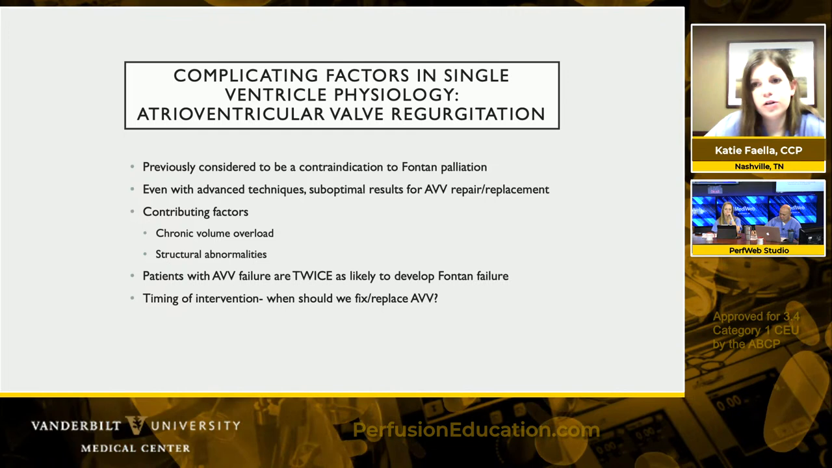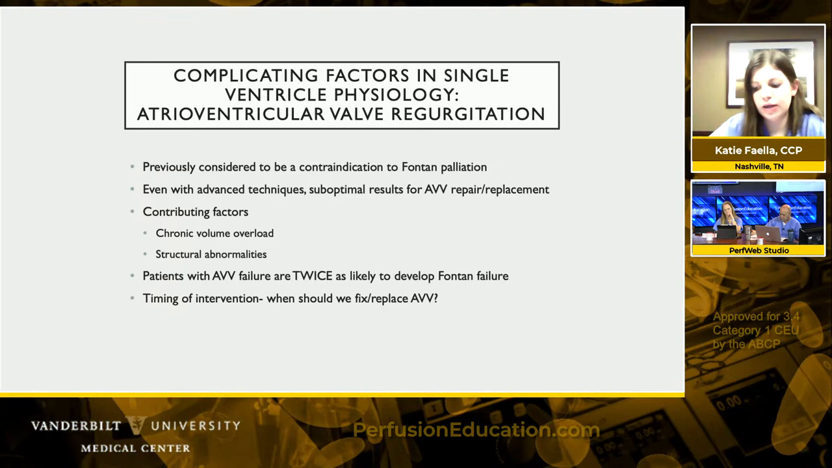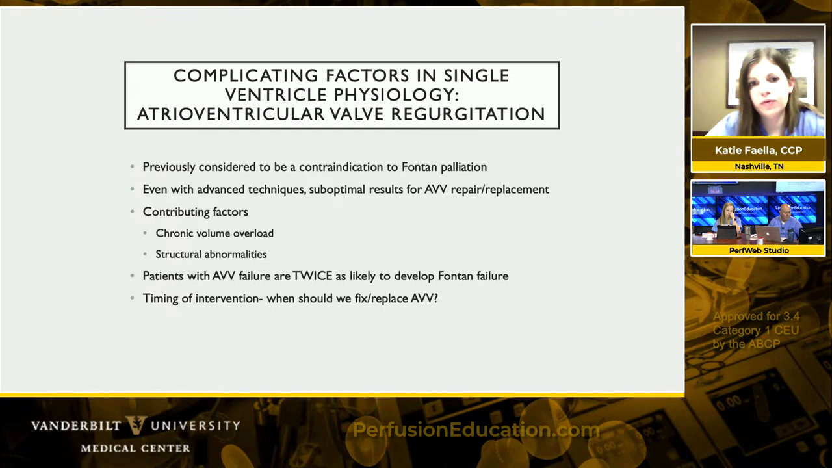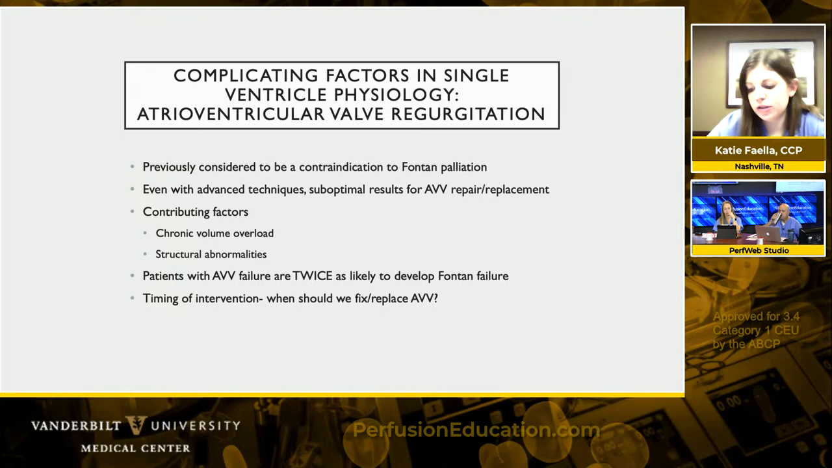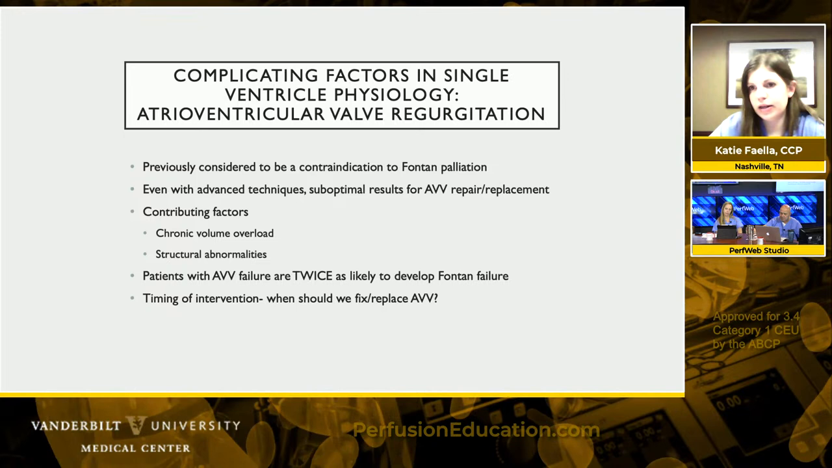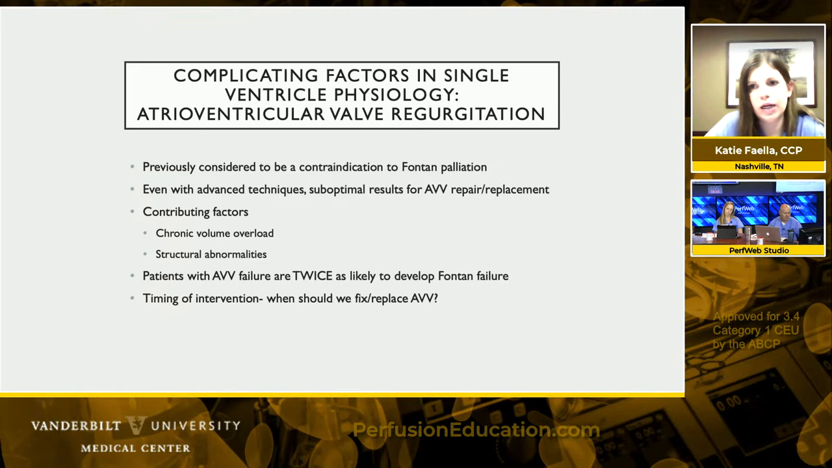Other contributing factors are chronic volume overload and structural abnormalities of that AV valve. And patients with AV valve failure are twice as likely to develop Fontan failure. The other question is the timing of the intervention: when should we fix or replace that AV valve? Should it be done at the first surgery? Should it be done later on? A reference out of Brazil from 2019 showed that interventions on the valve during that initial palliation were much more difficult to manage and were an independent risk factor for mortality before discharge. So really the repair at the time of the planned Fontan is more preferable, and that's usually what you'll see.